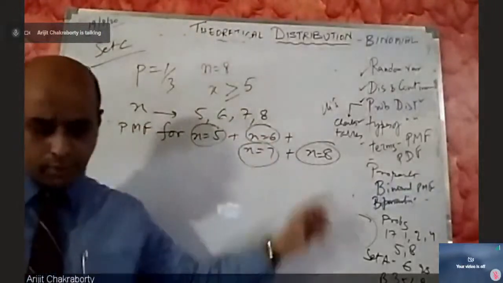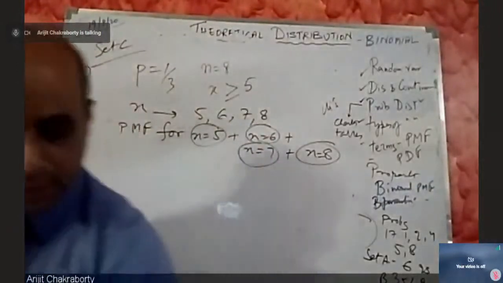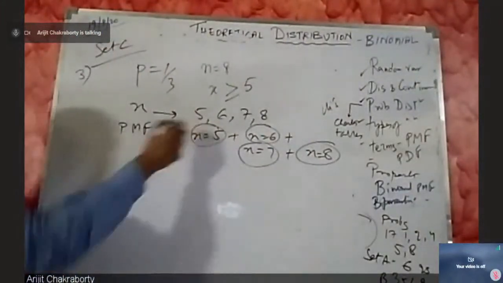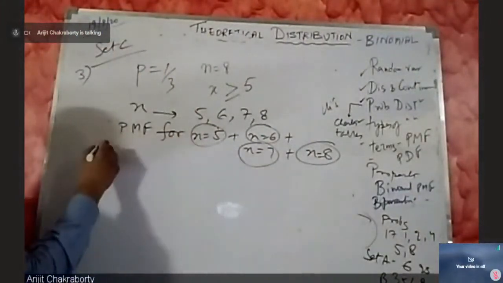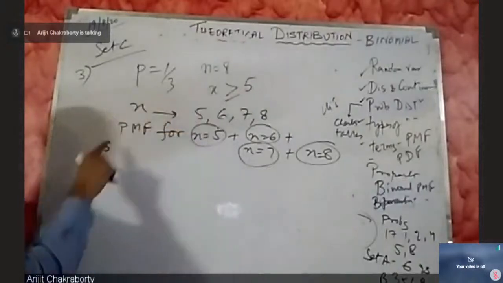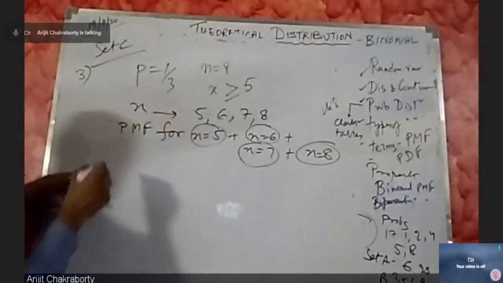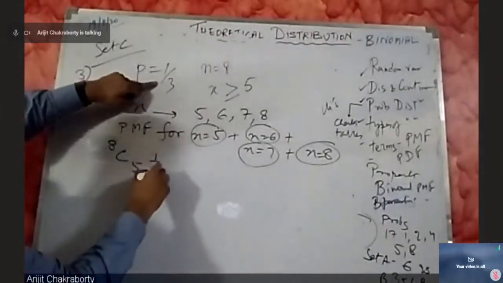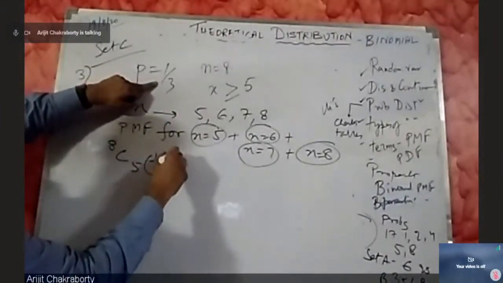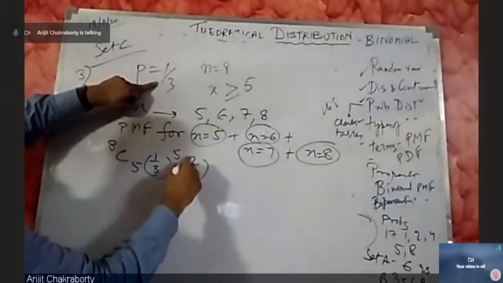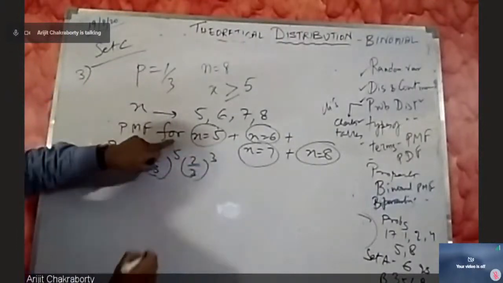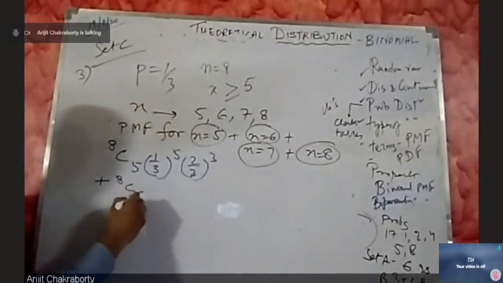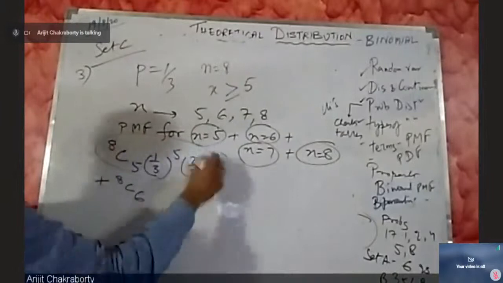Four, probability mass function you have to work upon. Which means if I write, this will become nCx, that is 5, n is how much? n is 8. So 8C5, (1/3)^5, (2/3)^3, 8 minus 5, plus 8C6. This is for x equal to 5.